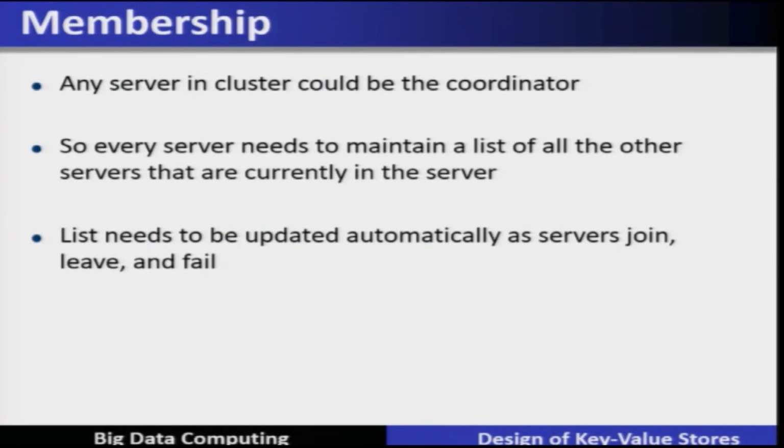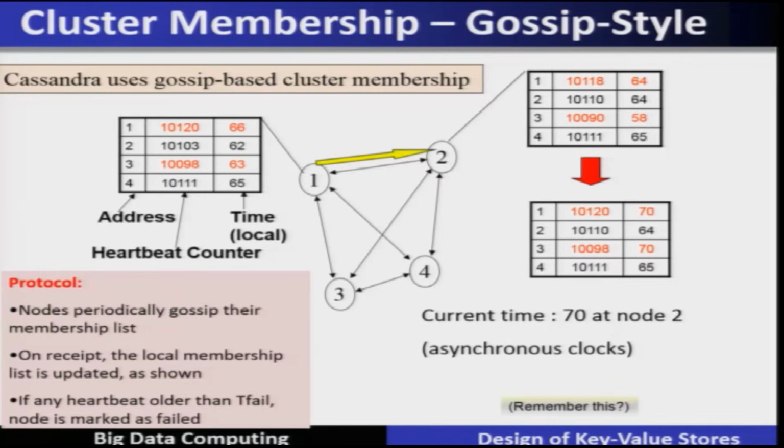Now, we will see the membership, in the sense that the nodes which are there in the form of a ring come up and go down. So, any server in the cluster could be a coordinator. Every server needs to maintain a list of other servers that are currently in the cluster, and this list needs to be updated automatically as servers join, leave and fail. The cluster membership is maintained in the form of gossip, and this example shows that these heartbeats or details are exchanged, and then based on that they are updated.